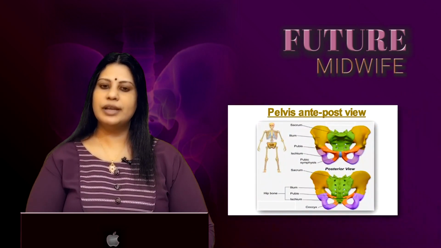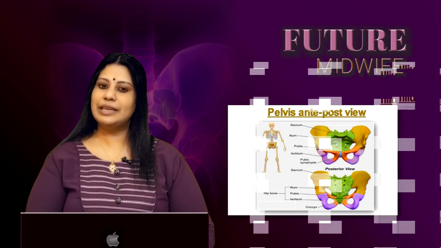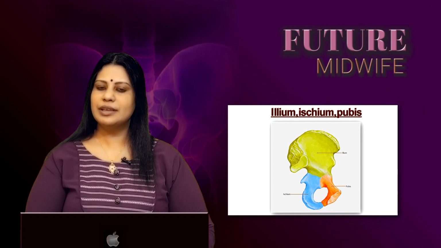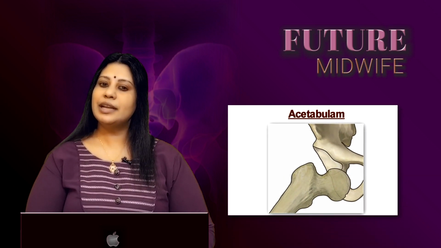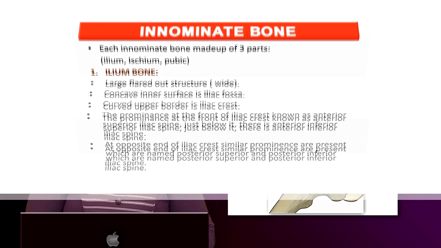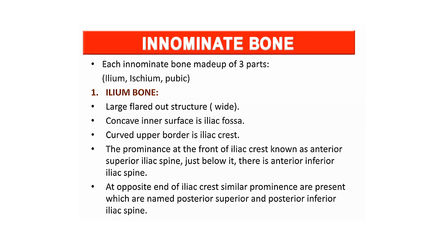The bony pelvis is made up of two pelvic bones, the sacrum and the coccyx. Each pelvic bone consists of ilium, ischium and pubis. These three bones fuse at a cup-shaped concavity called the acetabulum, where the head of the femur is attached, and form the hip joint. Next, I will explain about the innominate bone. As I said, the innominate bone consists of three bones such as ilium, ischium and pubic bone.